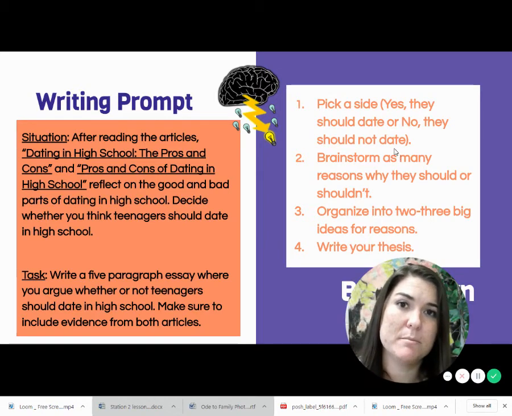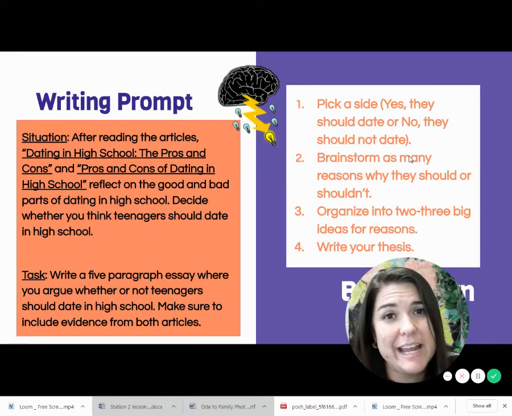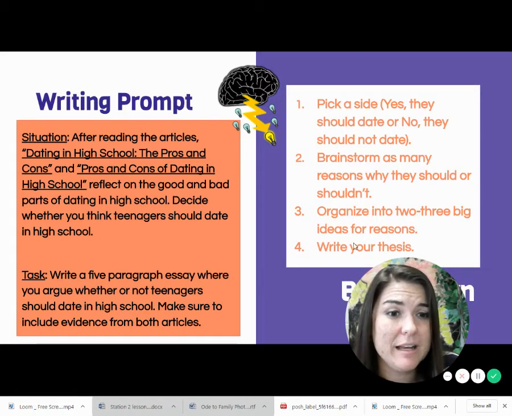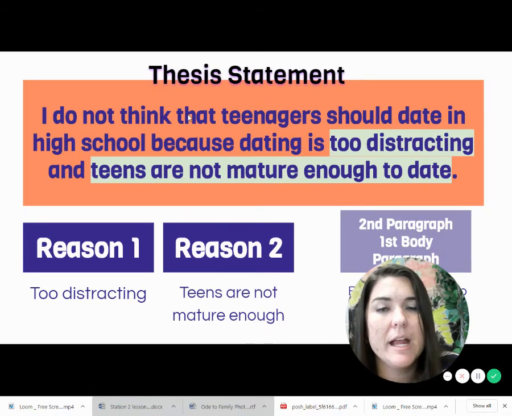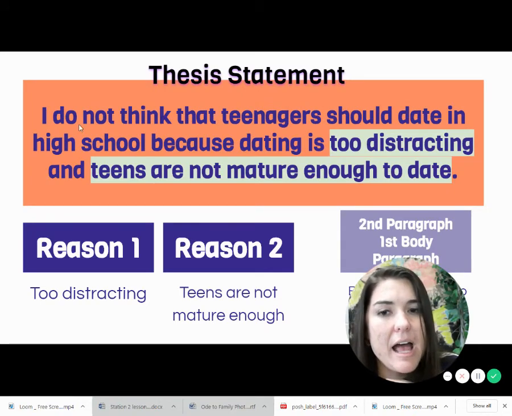Then I'm going to brainstorm as many different reasons why, after I read those articles, that I know that you should or you shouldn't date in high school. Then I'm going to organize those into 2 to 3 big ideas, and I'm going to write my thesis statement so I know the organization of my writing. Here is my thesis statement, which will be the last sentence of my introduction. I do not think that teenagers should date in high school because dating is too distracting and teens are not mature enough to date.